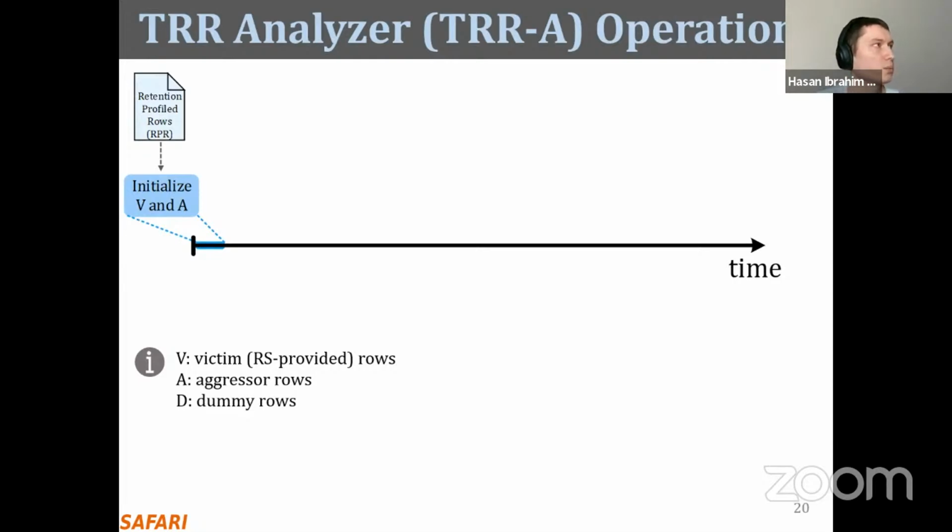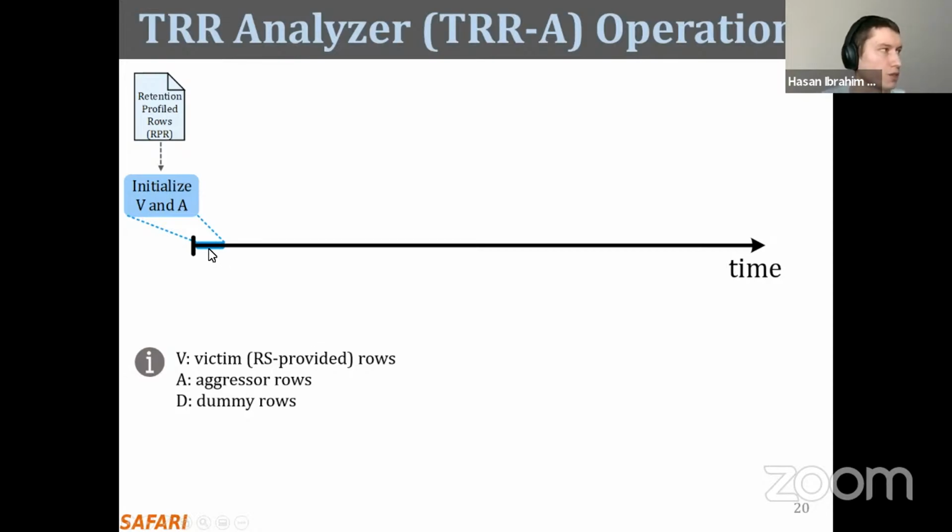So here, let me try to explain how TRR analyzer operates using a timing diagram. Initially, at time 0, let's say, we initialize data in victim rows and aggressor rows. The user specifies which will be the aggressor rows, and the victim rows are those that are provided in this list of retention profile rows. Here we have some acronyms: V stands for victim row or row provided by the profiler, A is for aggressor row, and D is for dummy row.